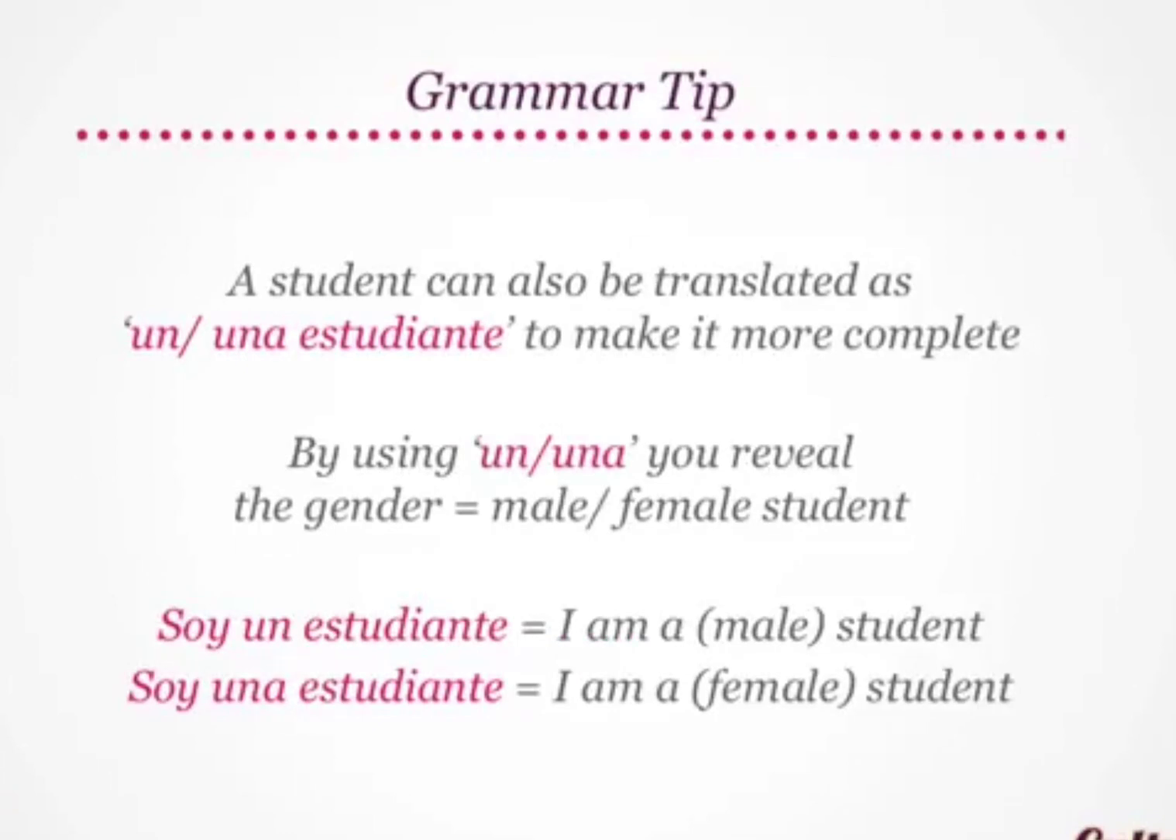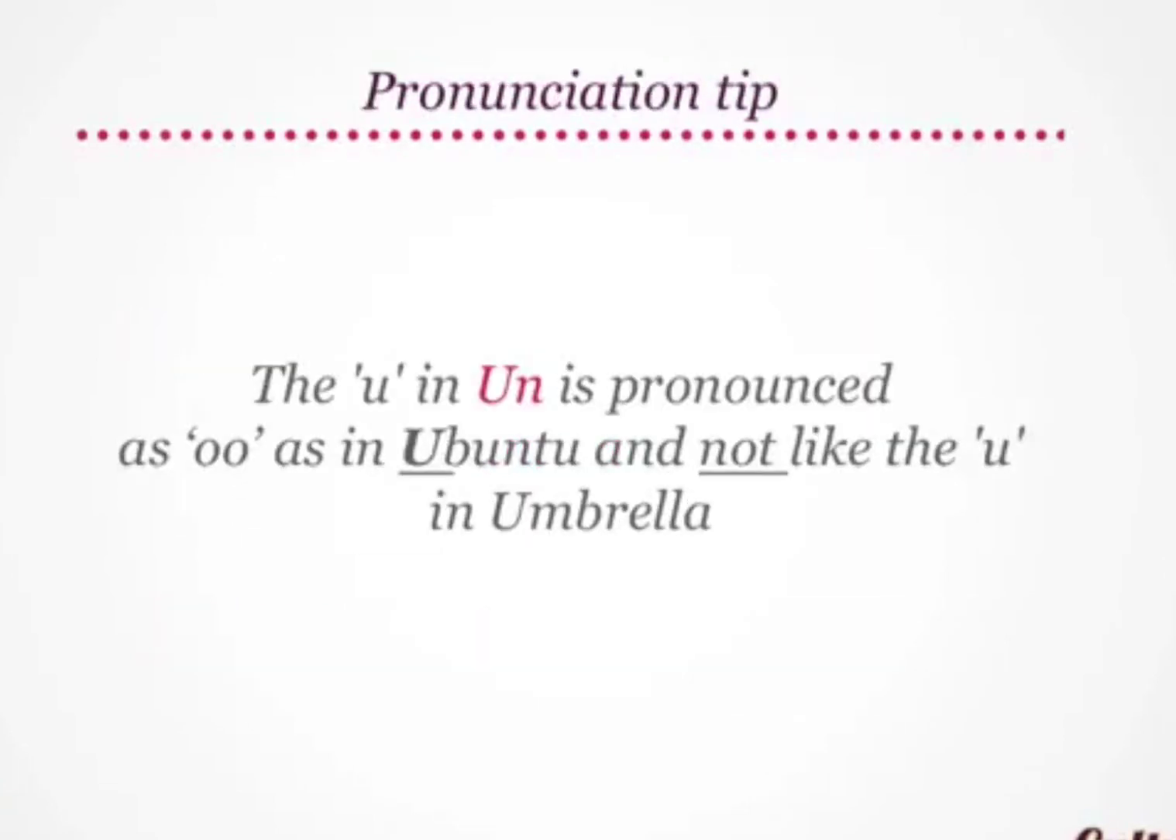Great. A student can also be translated to un or una estudiante to make it more complete. By using un or una, you reveal the gender, i.e. male or female student respectively. Hence, soy un estudiante means I am a male student. And soy una estudiante means I am a female student. The U in un is pronounced as double O in Ubuntu and not like the U in umbrella. So try saying un. It is un.